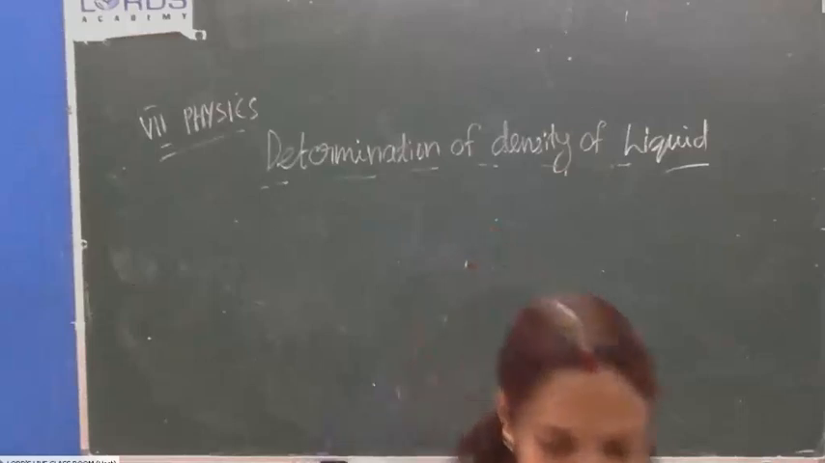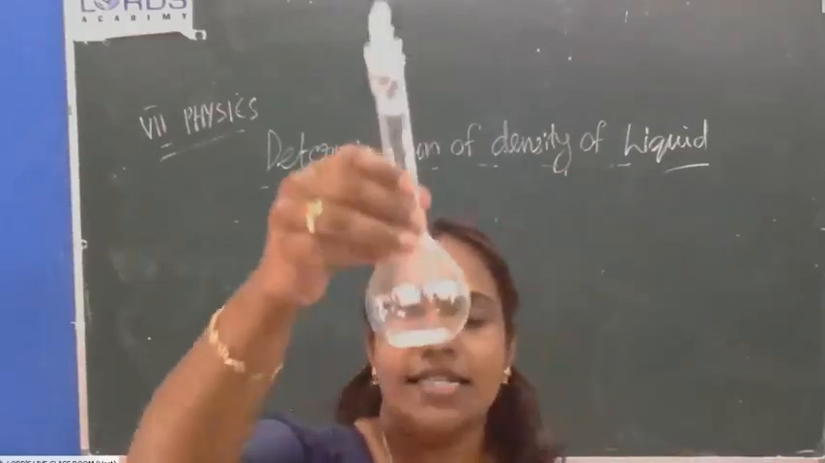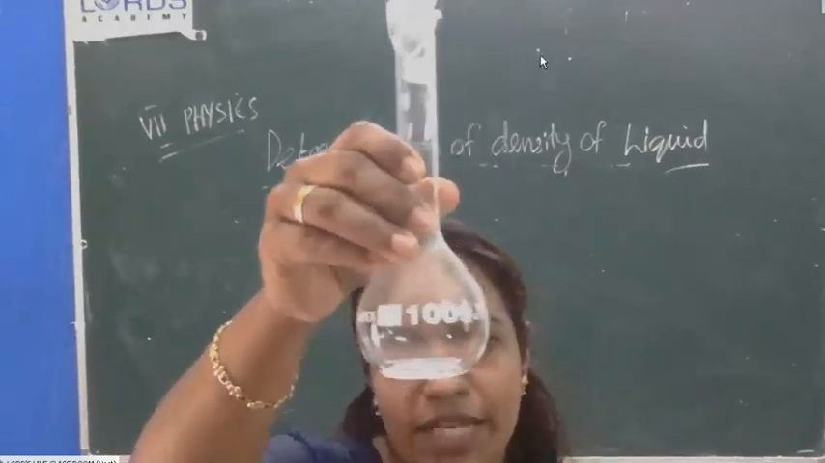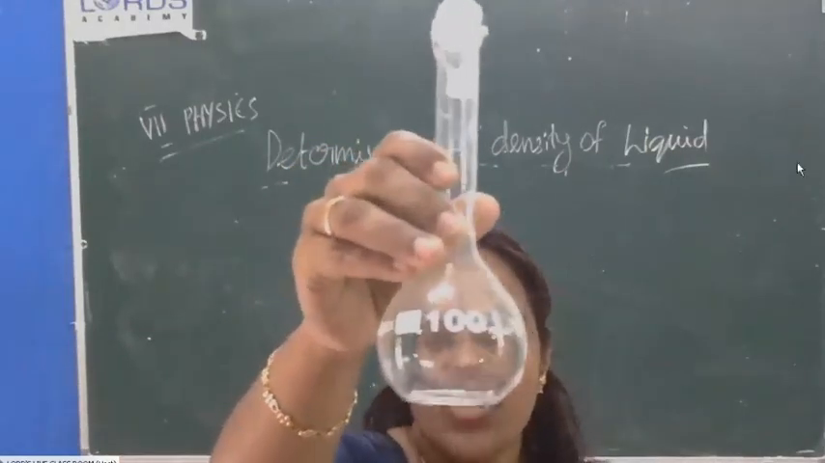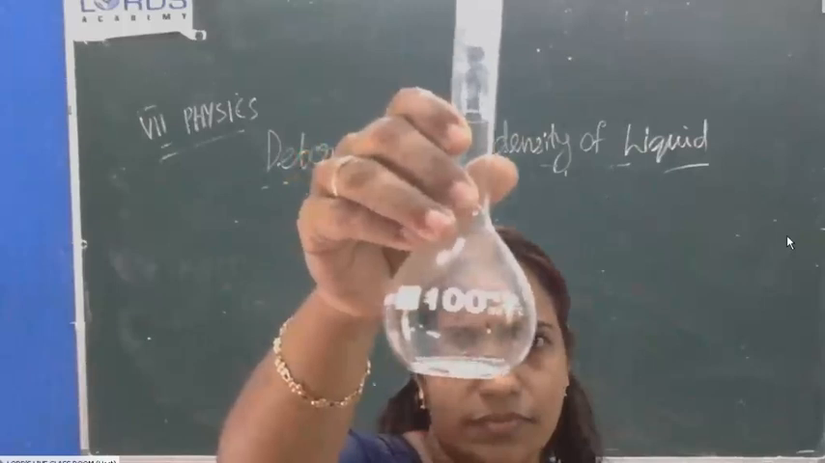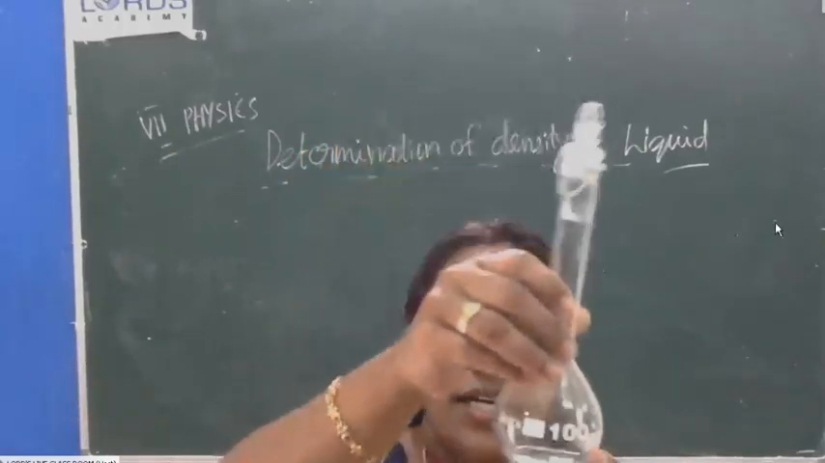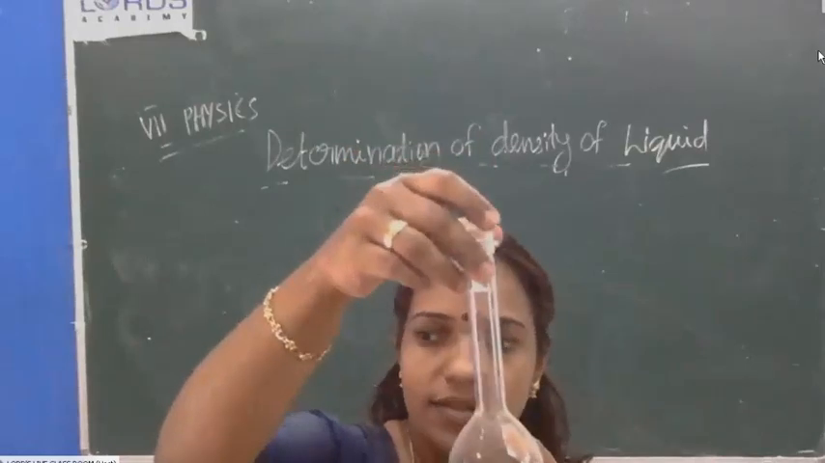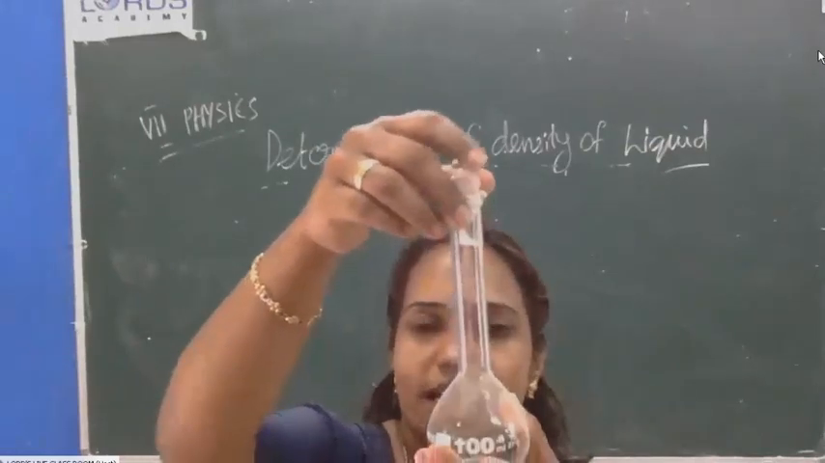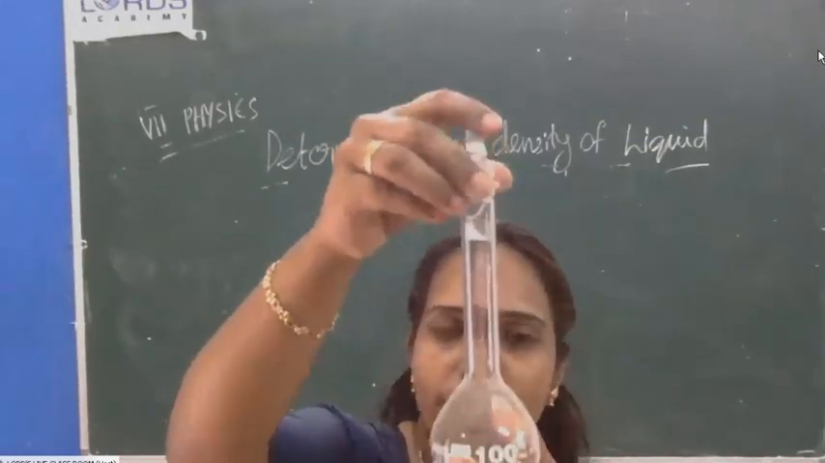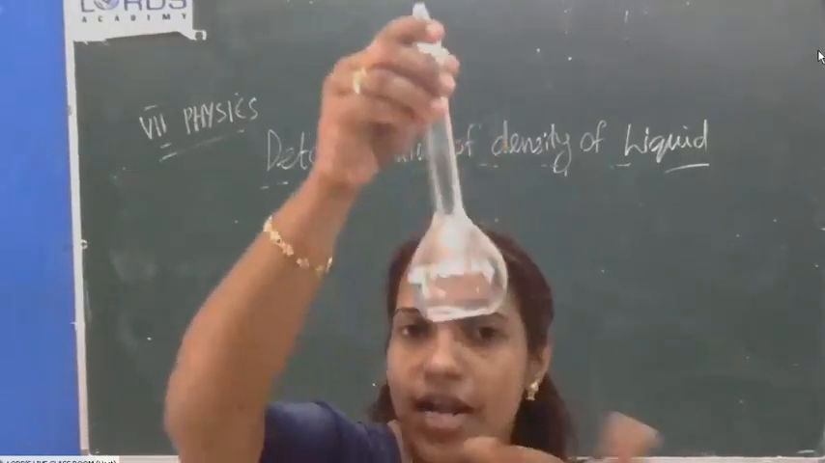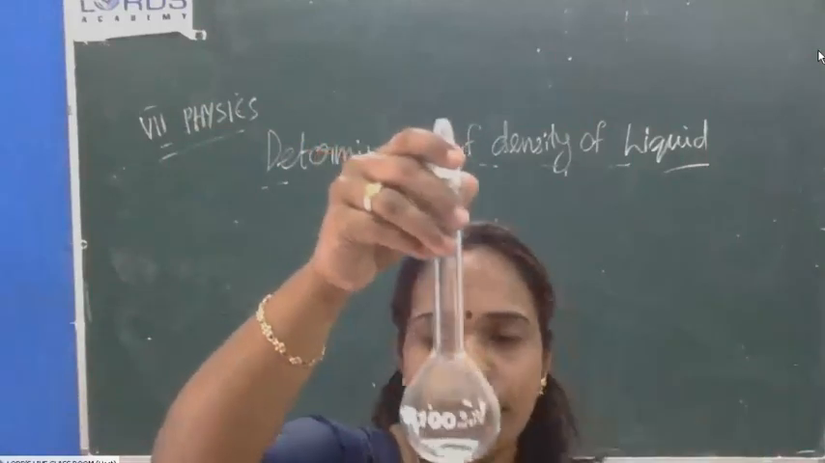So this is a density bottle. Okay, so here can you see the reading? So this will be the volume or capacity of how much? Yes, 100 ml. If you are taking water or any other liquid to fill this bottle, that means 100 ml of water or 100 ml of milk or any other liquid.